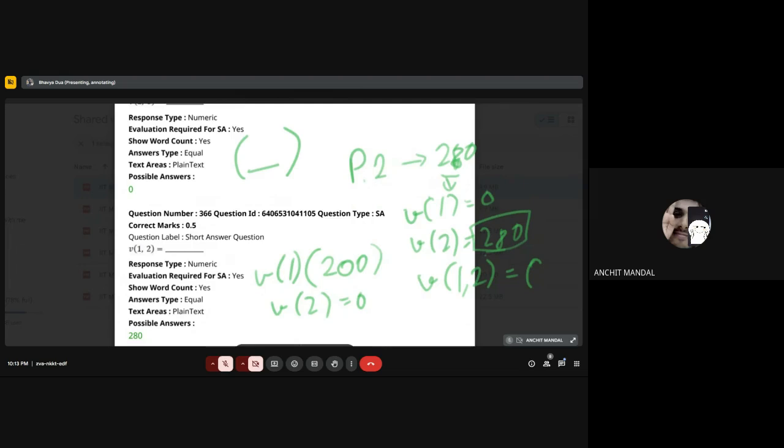Otherwise, I was thinking that V1's payoff will be 200 because they valued it at 200. V2 will get 280 minus 200, which is 80. So the coalition value will be 280. That is not a wrong way of putting it. Continue, let's see, we'll figure it out. That makes sense.